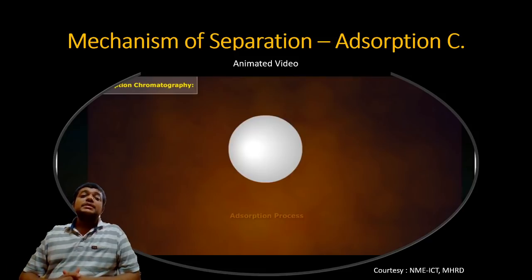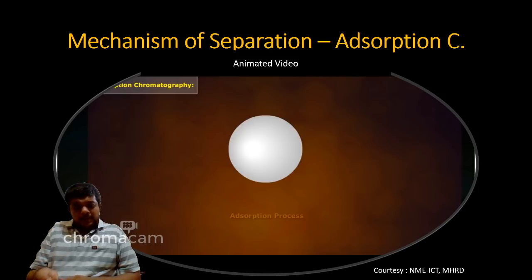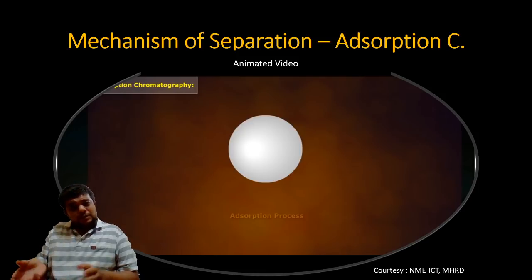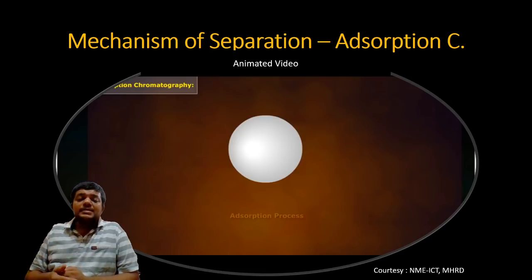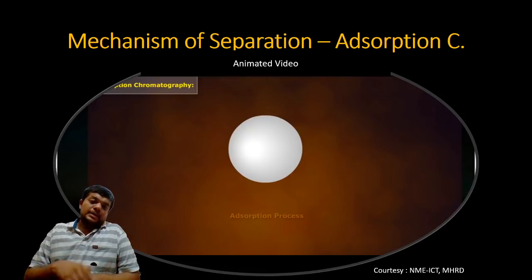Mechanism of separation based on adsorption chromatography. We all know adsorption phenomena is a surface phenomena. So the mobile phase carries the separating analytes, or rather the mixture which is going to be separated, and when it passes through the stationary phase, if they try to separate on the basis of adsorption, how would it look?